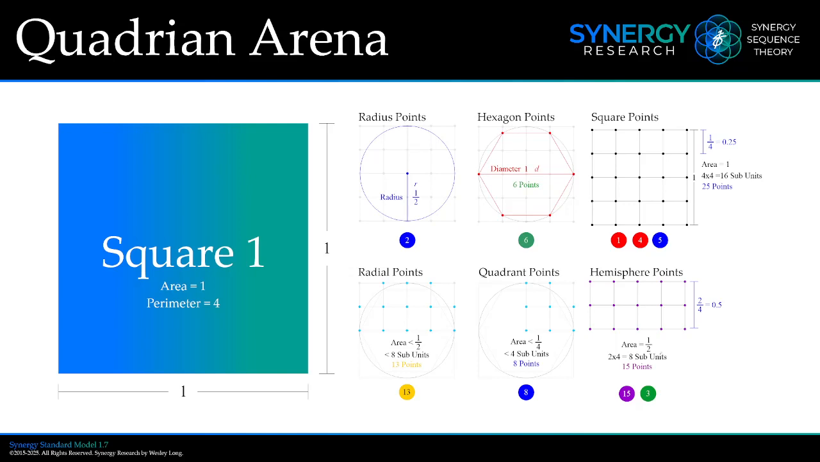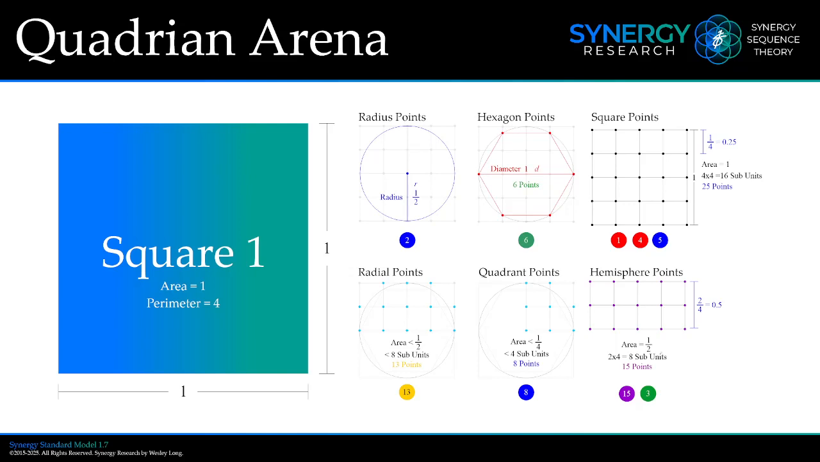Now, moving lower, we break symmetry. Radial points introduce asymmetry and complexity. 13 points emerge within subunits smaller than half the square's area. This number, 13, has ancient symbolic weight, appearing in lunar cycles, Fibonacci sequences, and even the American flag. Quadrant points reduce further, only 8, tied to an even smaller area. Notice how the shape compresses inward. This radial shrinking mimics gravitational pull, denser points closer to center.